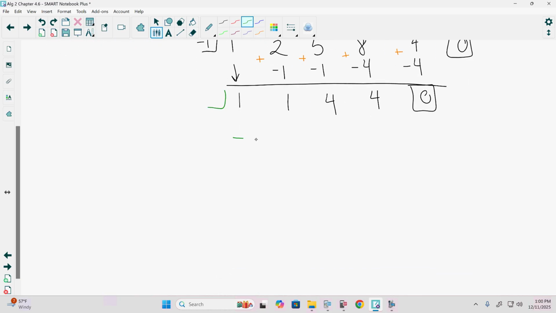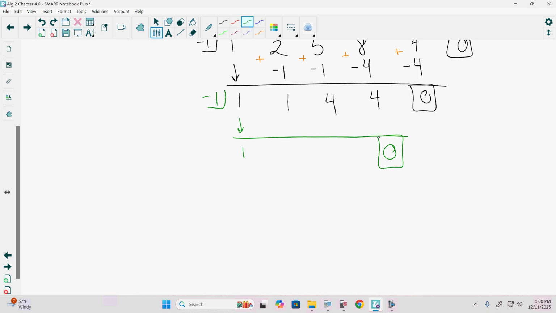Now we are going to do this one more time because we really want -1 to repeat itself. Since it did touch the x-axis but did not cross it, we're hoping there's a repeated 0 here. And if that remainder is 0, then that is a solution twice.